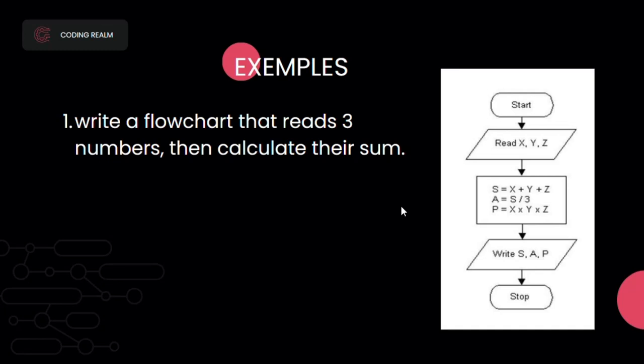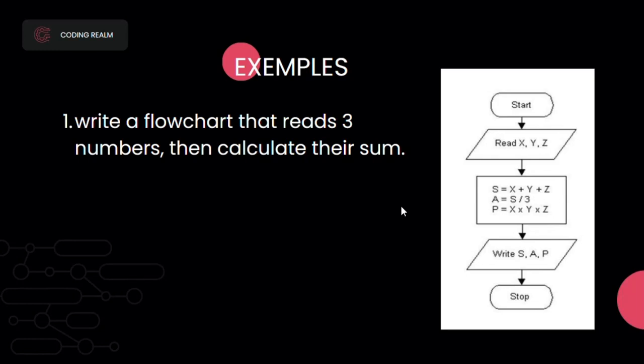Now guys, let's do an example. First, write a flowchart that reads three numbers, then calculates their sum. Okay, here I need to use the terminals, start and end. I need to use a parallelogram to input the numbers and to print the sum on the screen, and I need to use the rectangle for the mathematical operation to calculate the sum.